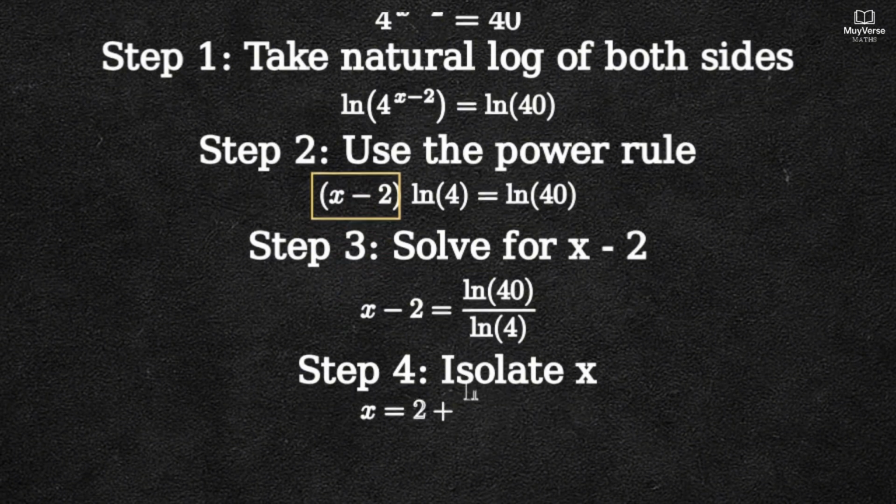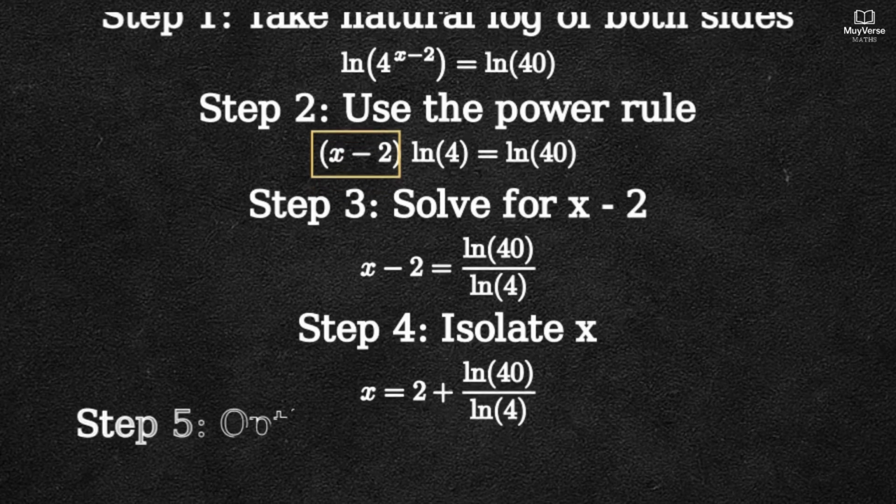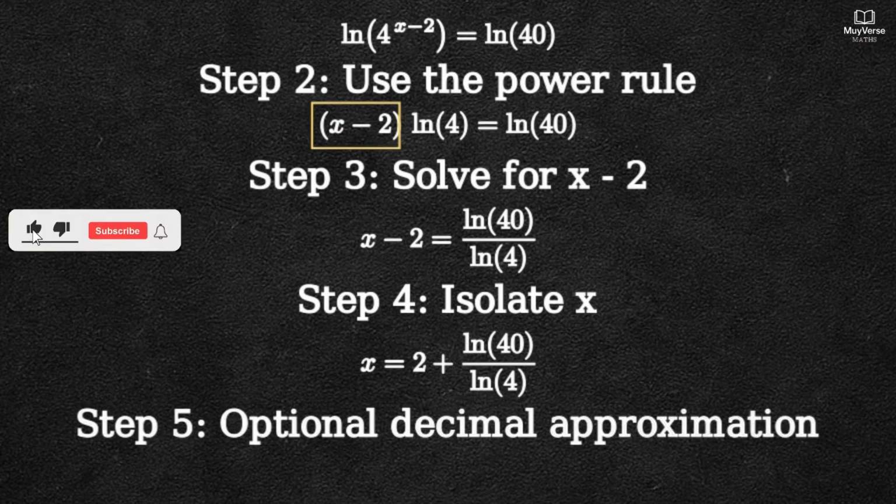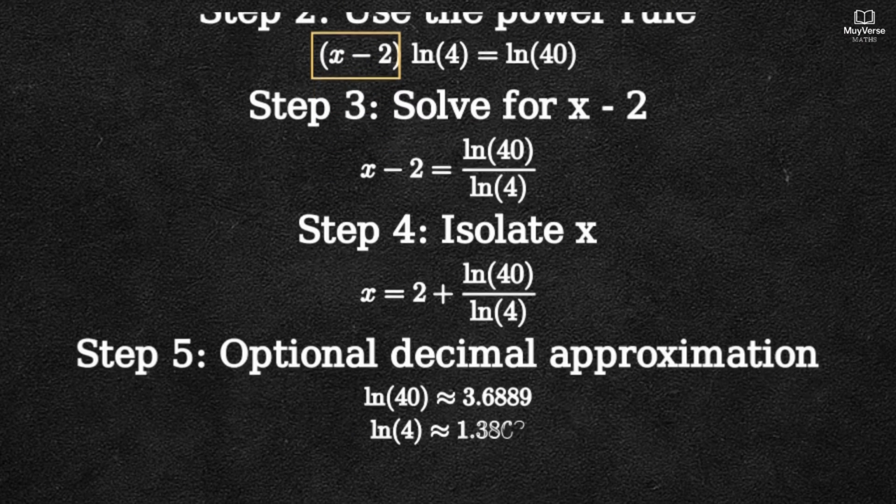Step 5. Optional decimal approximation. Compute the natural log values and the quotient. Step 6. Final answers in exact and approximate form.